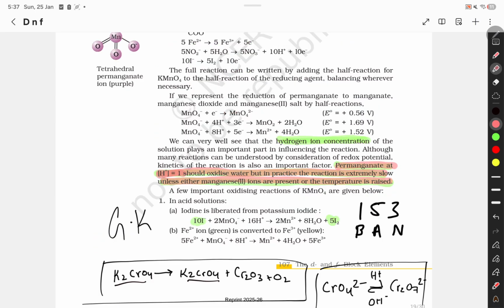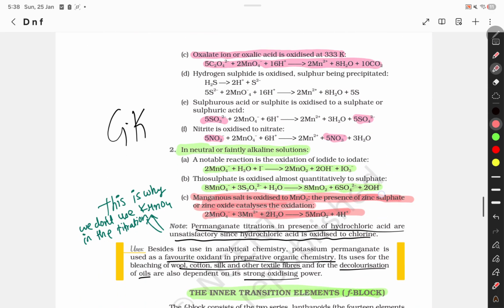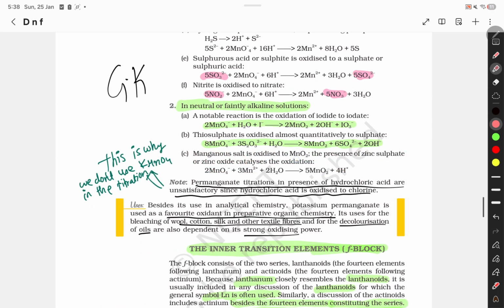Permanganate at H+ concentration equal to 1 should oxidize water, but in practice, the reaction is extremely slow unless either manganese 2+ ions are present or the temperature is raised. Then non-GK formula is stuff that we don't know. Manganese salt is oxidized to MnO2 in presence of zinc sulfate or zinc oxide, which catalyzes the reaction. So MnO4- plus 3 Mn2+ gives MnO2.